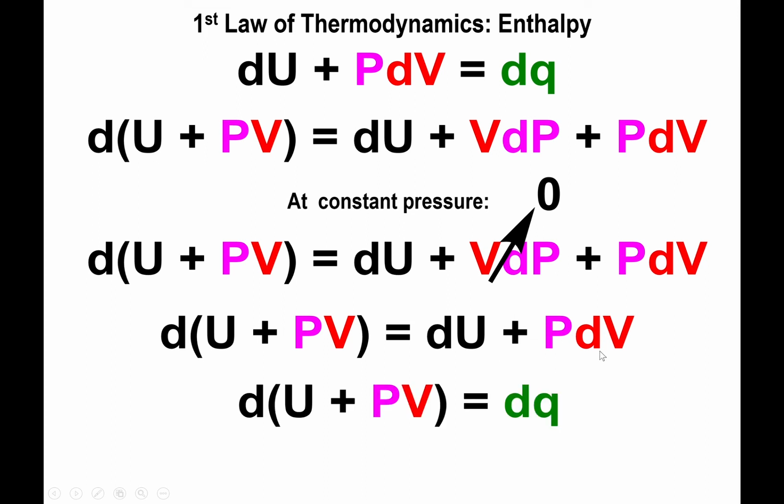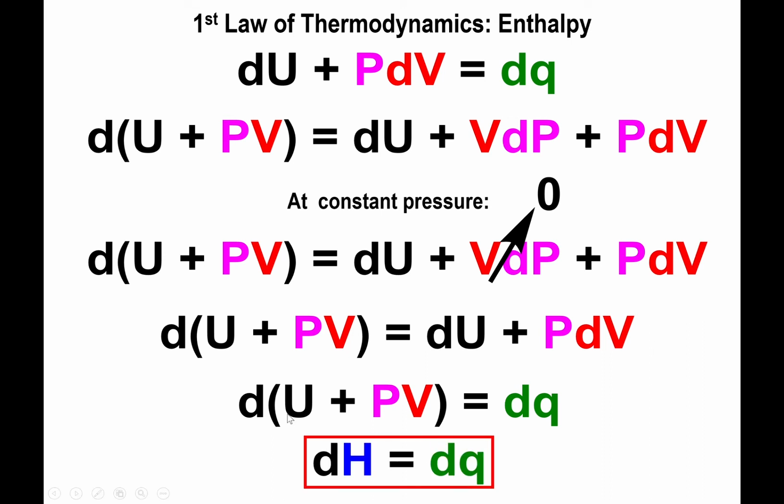So d(U plus PV) is now equal to dQ so long as the pressure is constant. And this particular path, which is independent, right, doesn't matter how you do the actual experiment, as long as you start at the same initial state and end at the same final state, you're guaranteed to have the same result. This is what we call the enthalpy. So the change in U plus PV is technically the change in enthalpy. This is the actual rigorous definition of enthalpy itself.